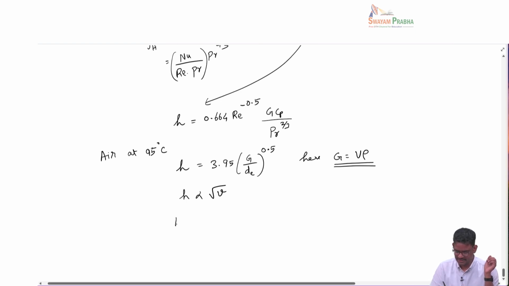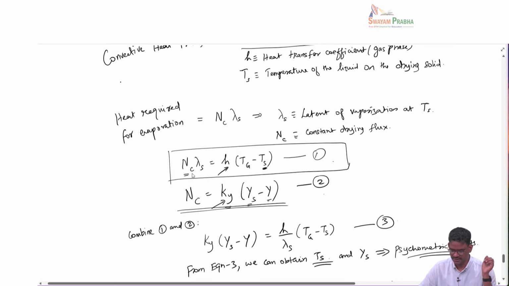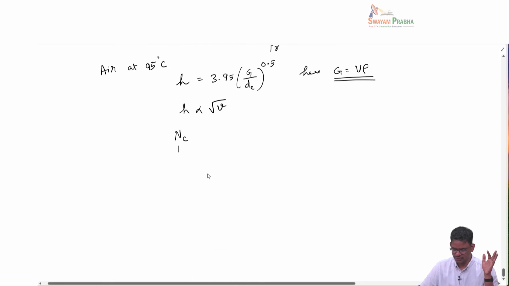From this equation 1 that I showed before, you can see that NC is proportional to H, keeping all the other things constant. Therefore it is proportional to the velocity of the flowing stream. So suppose I do an experiment at certain conditions and I find the constant drying rate. That is our basis. Now I want to calculate the drying flux for another situation where I might increase the flow velocity by 50%, or I might just double it.